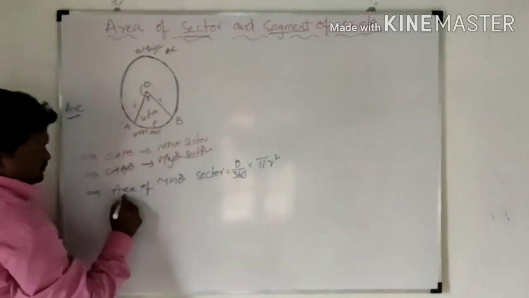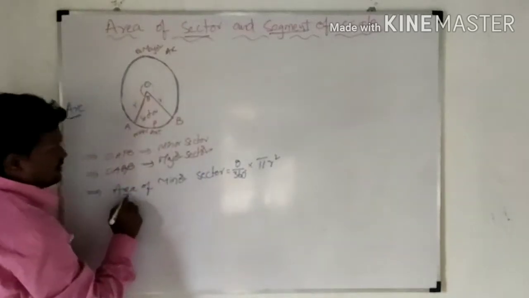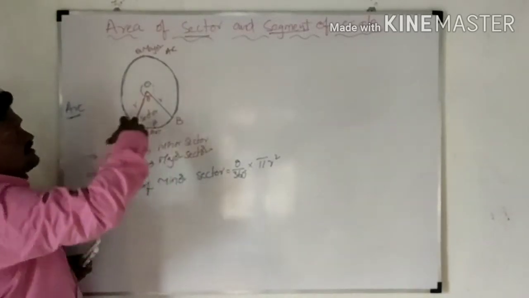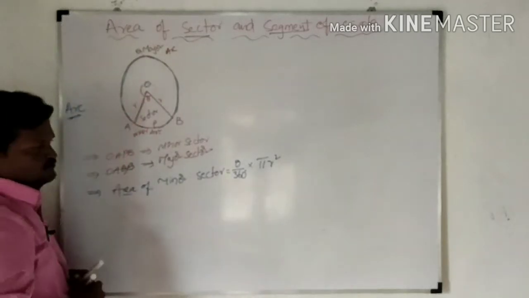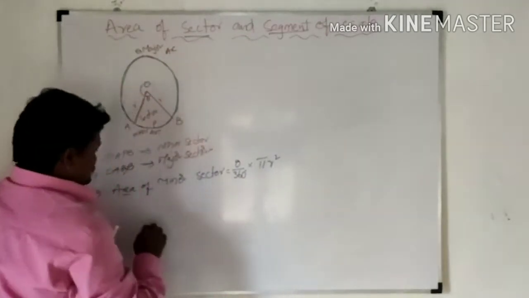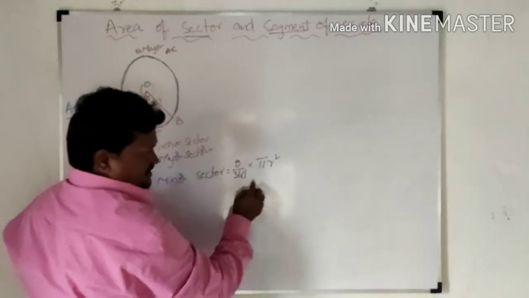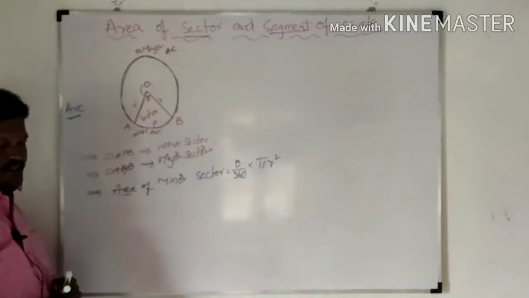This is area, and the sector area is also some portion of the area of the circle. That's why we are taking pi r square. So the area of minor sector is equal to theta by 360 into pi r square.